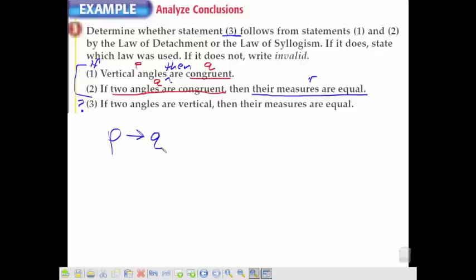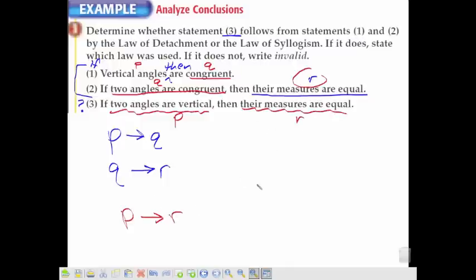So what is this following? Let's look. We have from P to Q for our first statement. Our second statement is Q to P. Oh, sorry, Q to R. Q to R for the second statement. And then the final statement, if we look carefully, 2 angles are vertical. Notice that's, again, looking at P. Then their measures are equal. That's what we had for R. And so this is connected, follows by the law of syllogism.